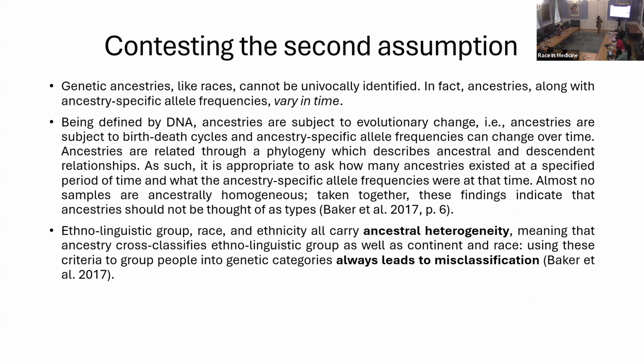So following Baker, this human population geneticist, and colleagues, genetic ancestries like races cannot be univocally identified. In fact, ancestries, along with ancestry-specific allele frequencies, vary in time. Being defined by DNA, ancestries are subject to evolutionary change. For instance, ancestries are subject to birth-death cycles, and ancestry-specific allele frequencies can change over time. Ancestries are related through a phylogeny, which describes ancestral and descendant relationships. As such, it is appropriate to ask how many ancestries existed at a specific period of time and what the ancestry-specific allele frequencies were at that time. Almost no samples are ancestrally homogeneous. Taken together, all these findings indicate that ancestries should not be thought of as types.